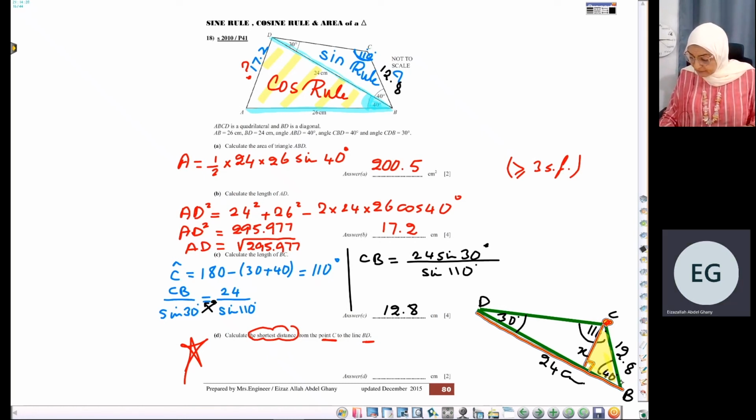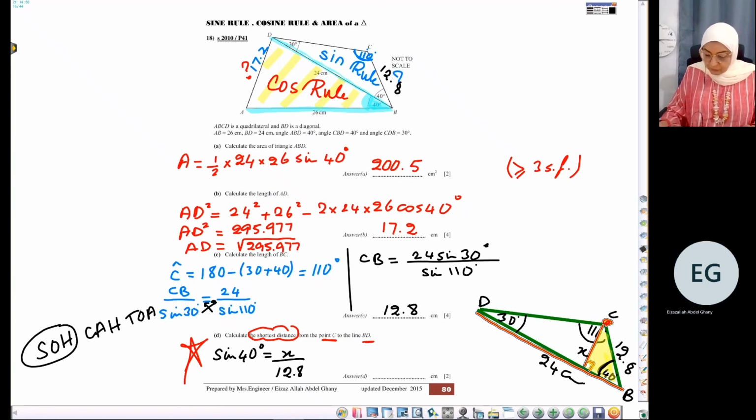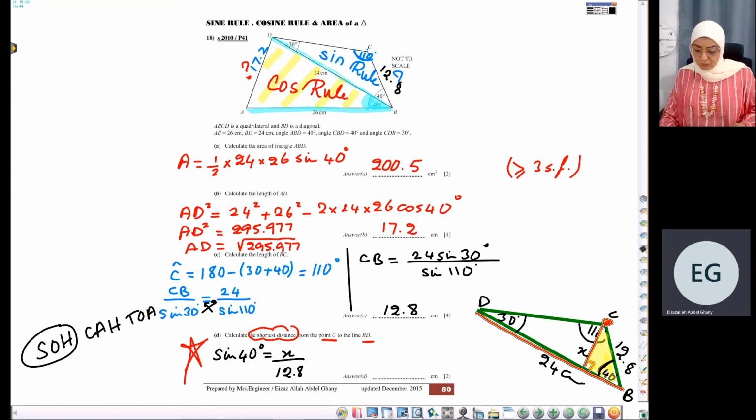So in this triangle, we have the angle, which is 40 degrees. We have this hypotenuse, and we need the opposite. So what is the relation? Remember SOHCAHTOA. It is sine because we need to find the opposite. So we write here sine 40 degrees equals the opposite, which is x, over 12.8.